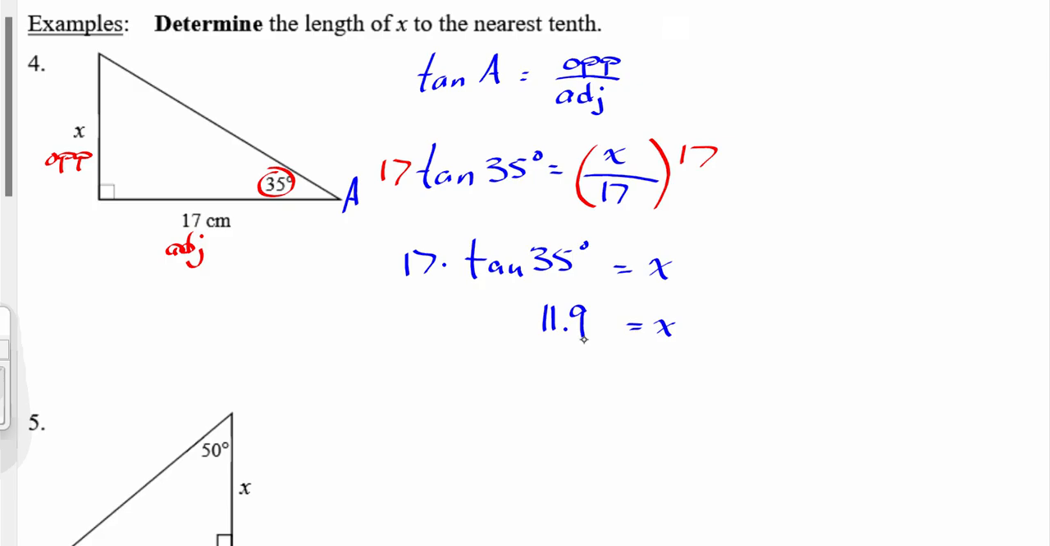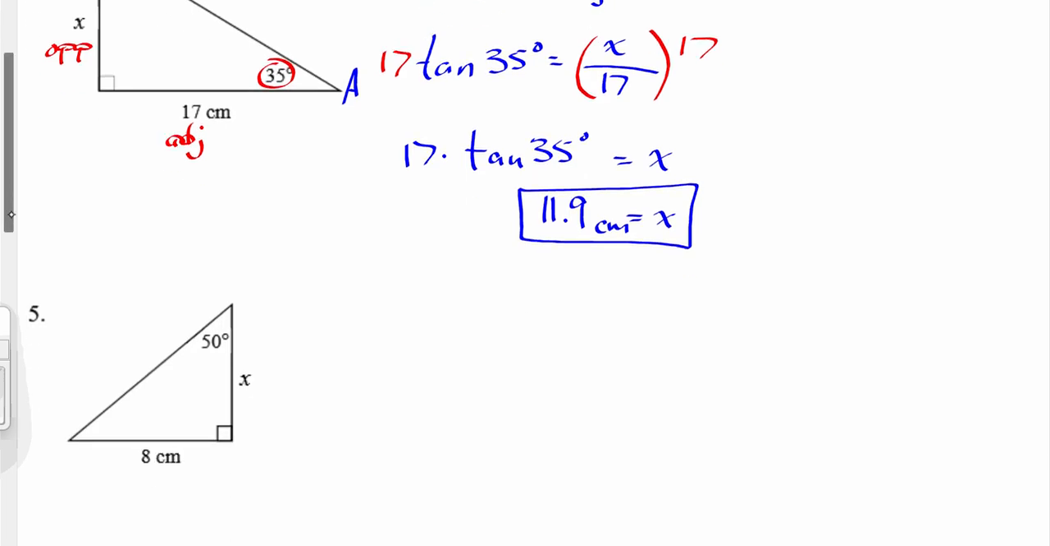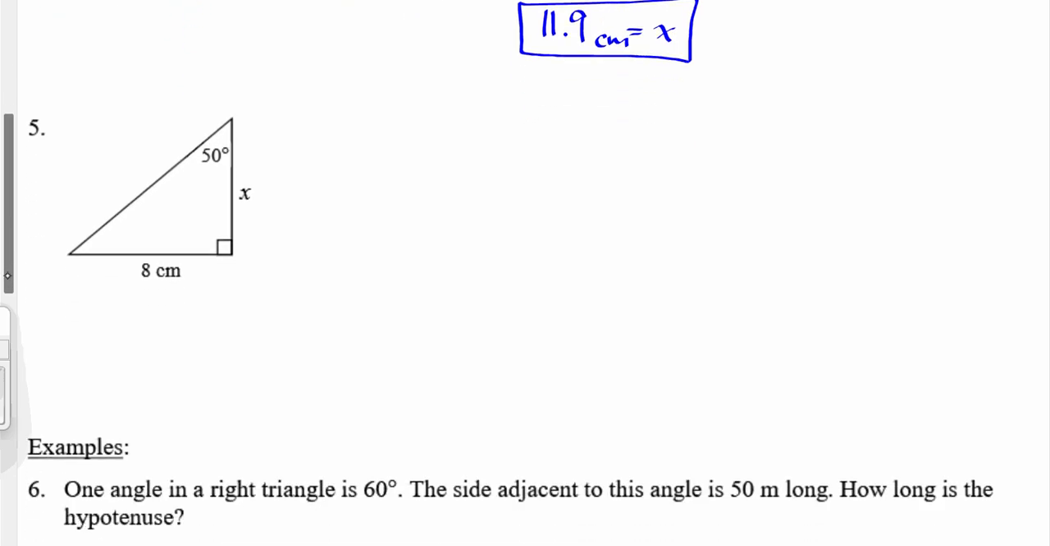But remember, my side lengths had units, so I need to stick in the units. There we go. So this lesson is all about calculating side lengths. Previous lesson, we calculated angles. Now we're going to figure out side lengths. Questions? Nope. Let's do the next one.